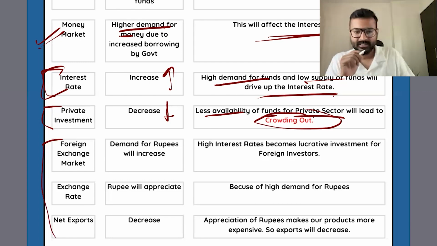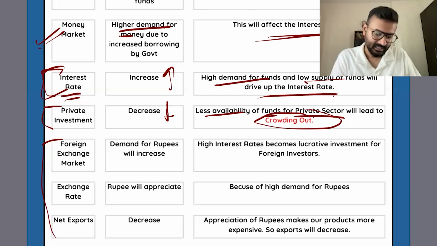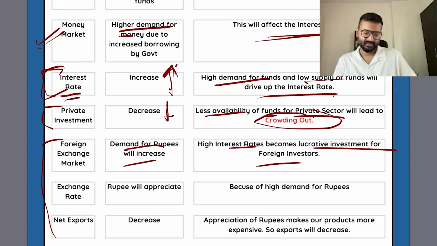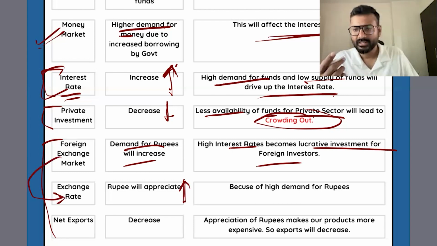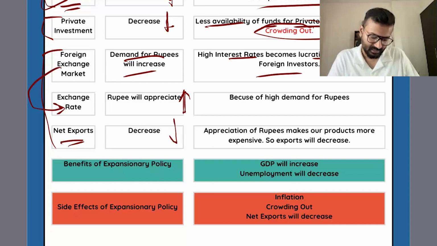Okay, let's see what happens in the foreign exchange market. Now, thinking from the perspective of a foreign investor. A foreign investor will invest in your country only when the interest rates are high, right? Now here we are saying that the interest rates are indeed high, right? So the demand for rupee will increase. High interest rates become a lucrative investment for foreign investors. Now demand has increased, which means rupee will appreciate. Once the rupee has appreciated, your exports become expensive, your imports become cheaper. So exports minus imports, that is the net exports, also decreases, right?